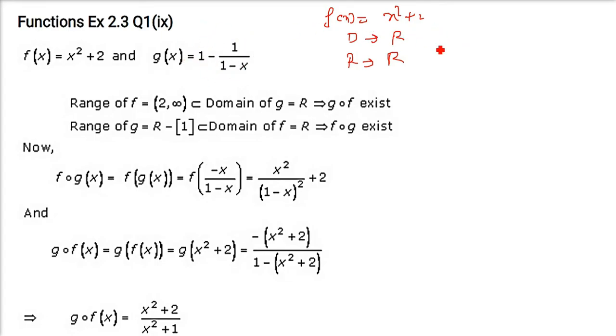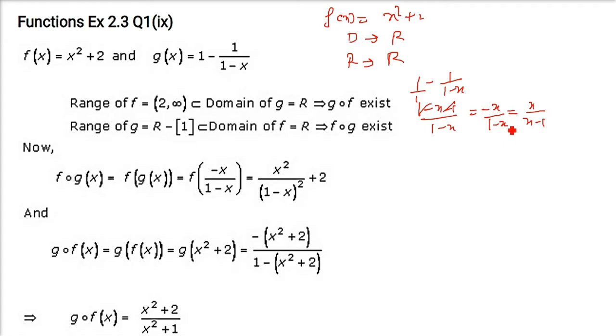I'll just change it. g(x) is 1 minus 1 by 1 minus x. If you want to solve it, you can solve it. Or it is clearly seen that whatever value you put, x cannot be 1. Otherwise, it will be 1 by 0, which is undefined. Anything divided by 0 is undefined. So if you solve it, it will be (1 minus x) by (1 minus x) minus 1 by (1 minus x). It is negative x by 1 minus x. You can multiply numerator and denominator by negative 1. It is going to be x by x minus 1. In the same case, x cannot be 1.